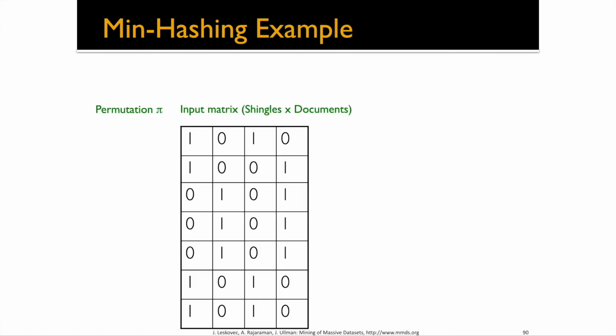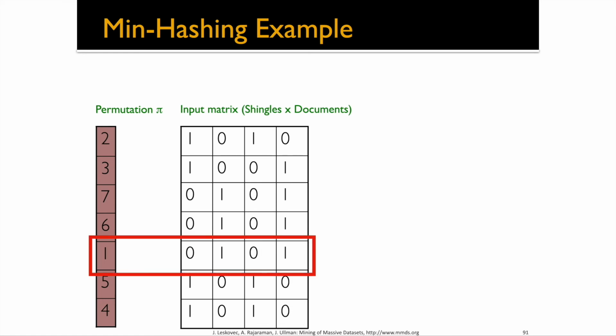So what does this look like? Let's walk through an example of what we're doing here. We have our input matrix, which has columns for documents and rows for shingles. And we have this permutation vector, which allows us to reorder the rows of this document matrix. What we want to do with min-hash is look for the first element in this permuted order that is non-zero. This is our min function.